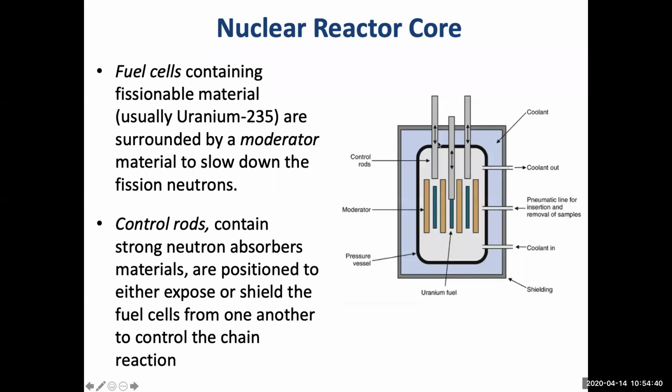We have also control rods. This is the gray one here. The control rods contain strong neutron absorber material, and are positioned to either expose or shield the fuel cell to control the chain reaction. So we can switch off the reaction by just applying the control rod above the uranium fuel to stop the reaction, or we can take it off to start the reaction again. So the control rods control the chain reaction inside the nuclear reactor.